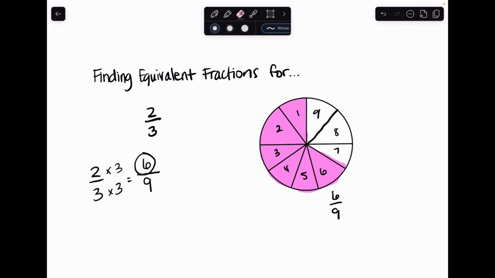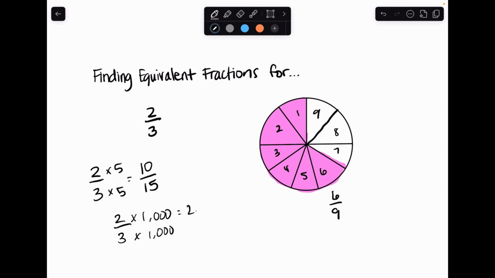So whenever you're making equivalent fractions, you can use any number as long as you multiply the numerator and the denominator. I like to tell my kids that you can multiply by 1,000 if you'd like. They will always be equivalent to the original fraction.